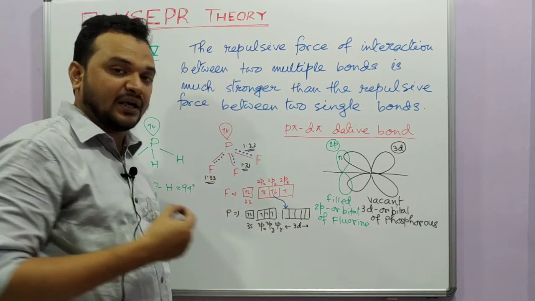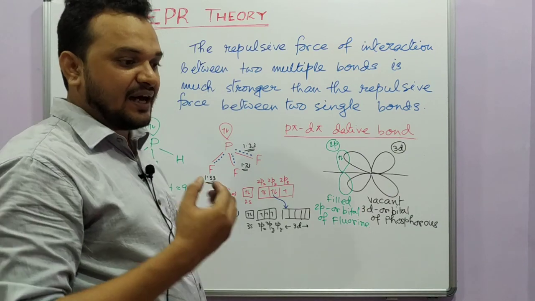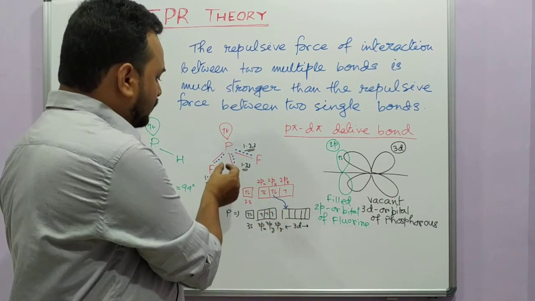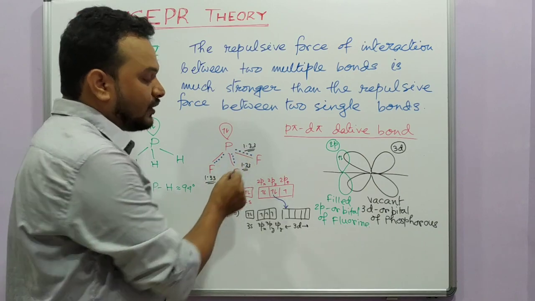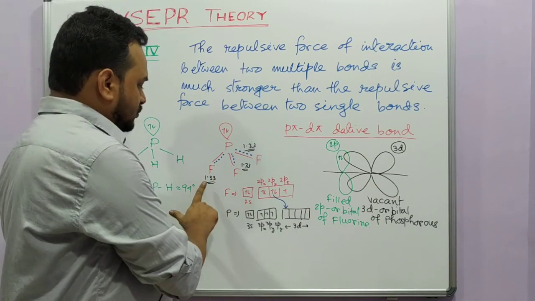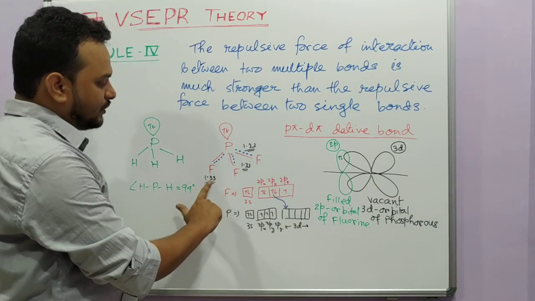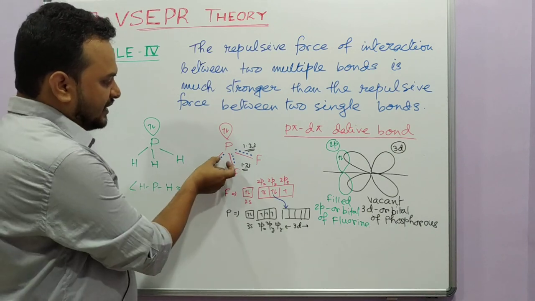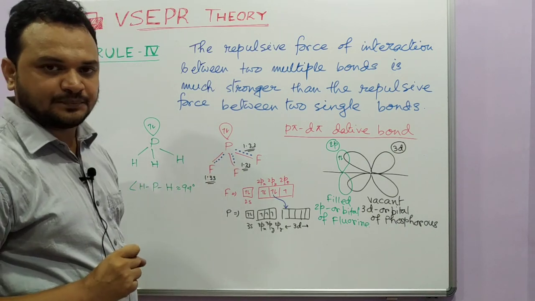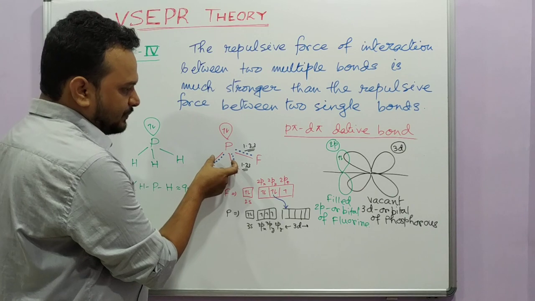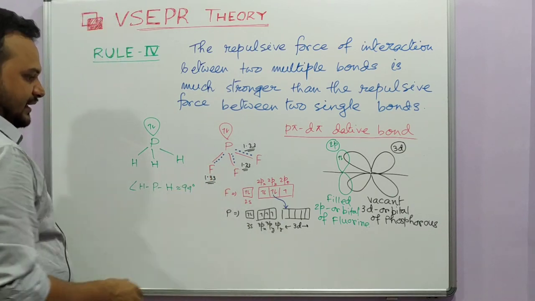These bonds have multiple bond character. They are like a double bond. So it is known as double bond character or partial double bond. So I have shown you the bond order will go around 1.33. So clearly here the repulsion will be greater, and because of this greater repulsion, it shows you bond angle.